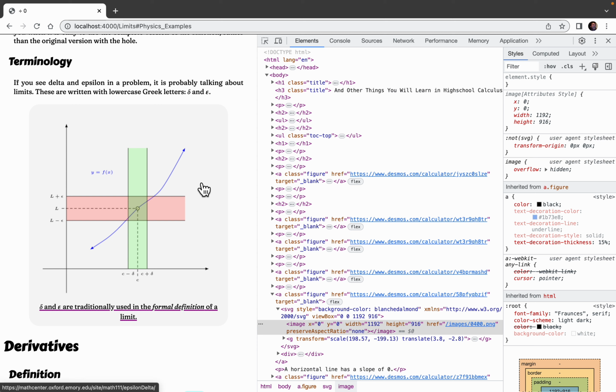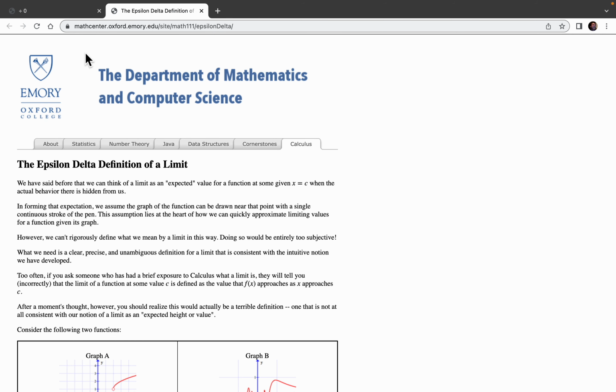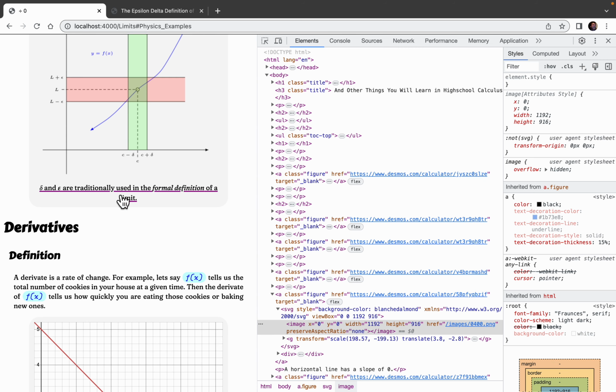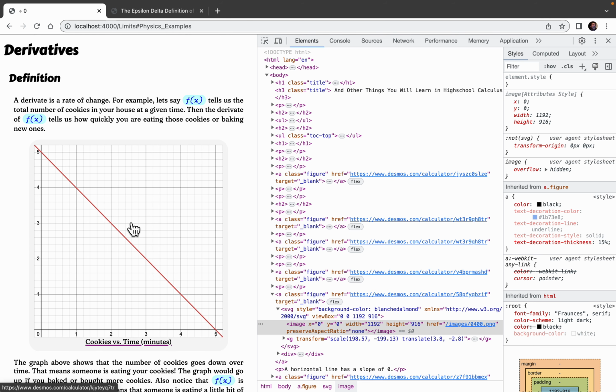Terminology. If you see delta and epsilon in a problem, it is probably talking about limits. These are written with lowercase Greek letters, delta and epsilon. Again, you can go somewhere else if you want to see the formal definition. I'm very high level. I'm not going to get into the formal definition.